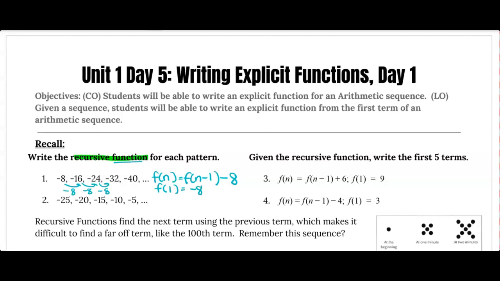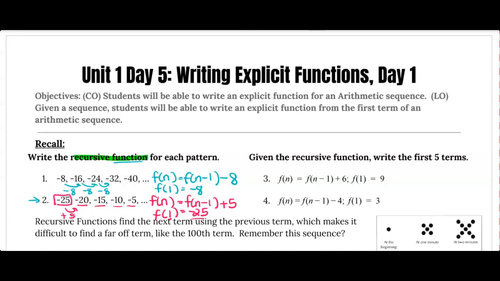So now you guys do number 2 and write the recursive function for number 2. You should have gotten that f of n is equal to f of n minus 1 plus 5, because our numbers here are getting bigger every time, and they're getting bigger by 5. Also, remember that anytime you have a list, this is term number 1, so you put 1 and negative 25.